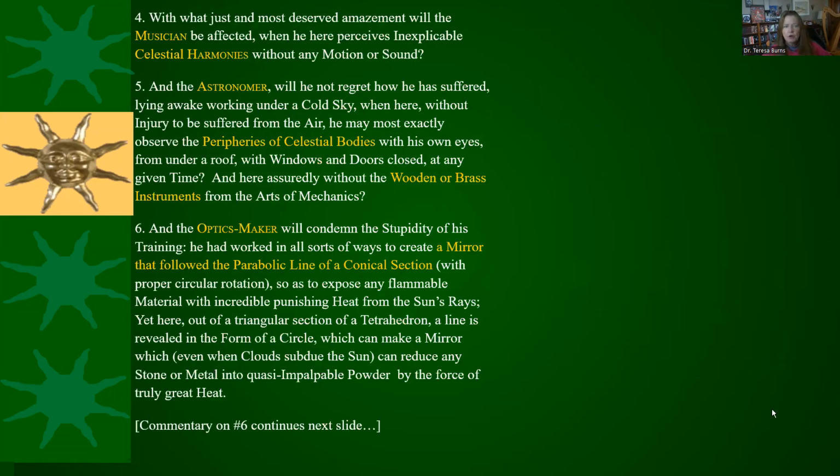Moving on, number four, he says, with what just and most deserved amazement will the musician be affected when he here perceives the inexplicable celestial harmonies without any motion or sound? That's an allusion, of course, to the harmony of the spheres.